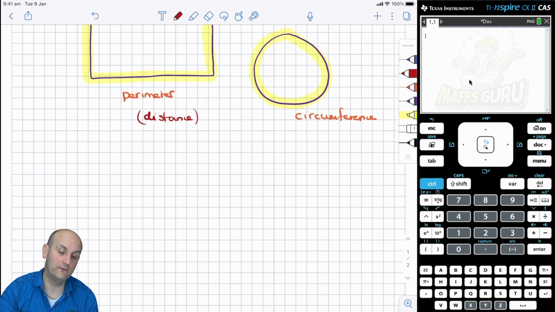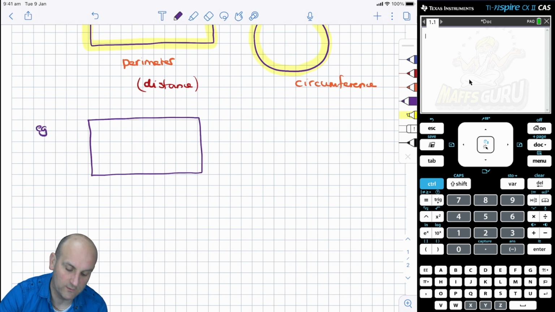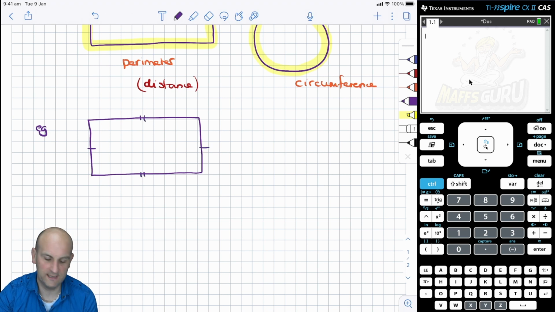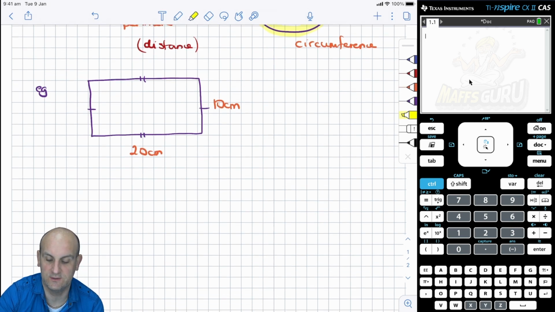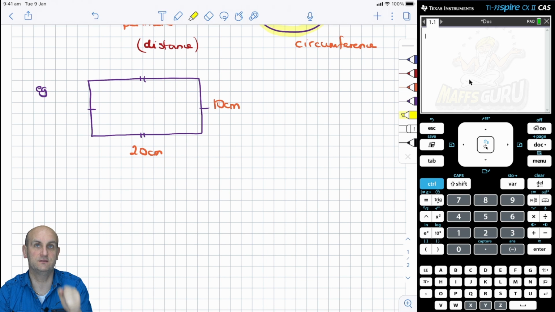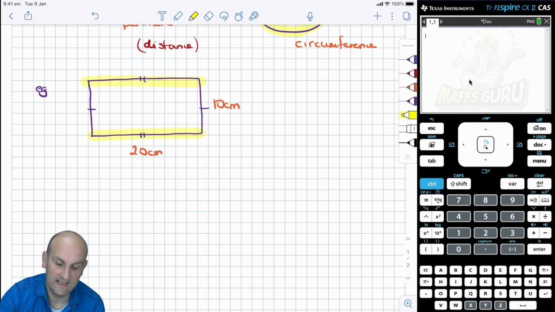So how do we find the perimeter of shapes? First things first, we need to know the distances. Let's deal with something really simple to start with, a rectangle, and I tell you that there is 10 centimeters and 20 centimeters. There's lots of hidden information in this question. Those little marks on each of the sides mean that they are the same length. So we know that this length here and that length there are exactly the same, and in the same way, this length here and that length there are exactly the same.